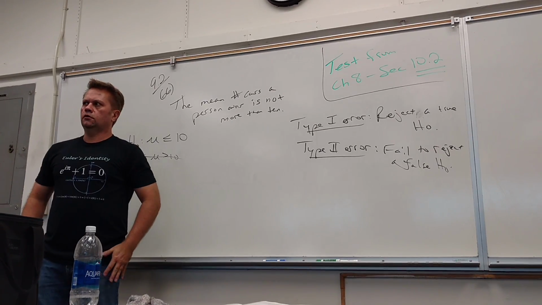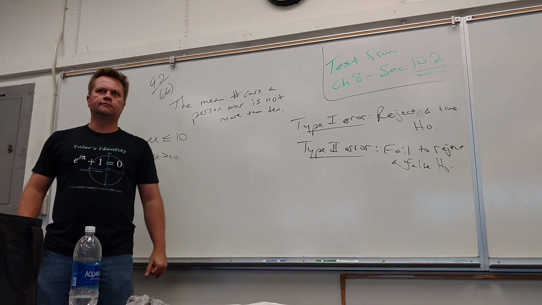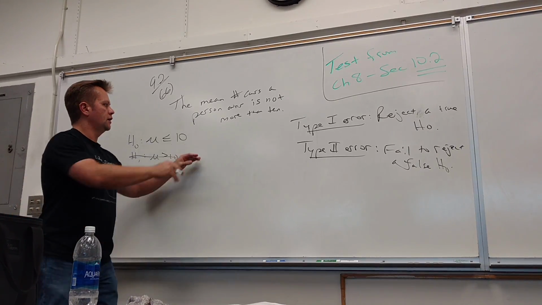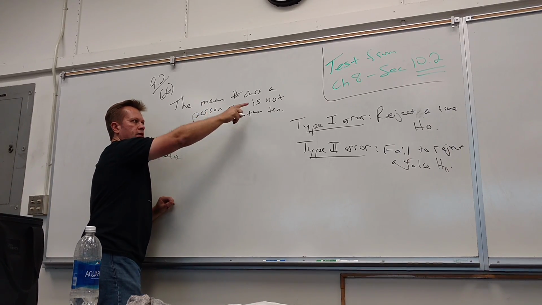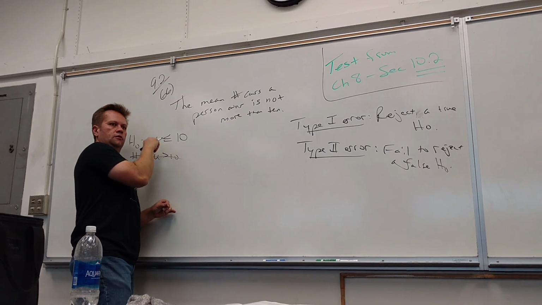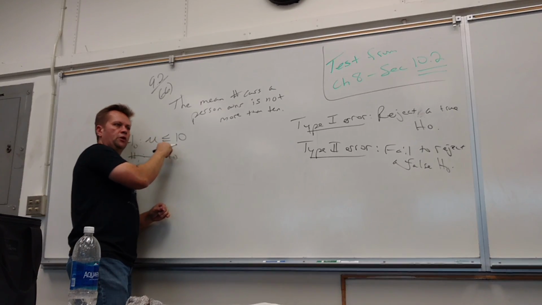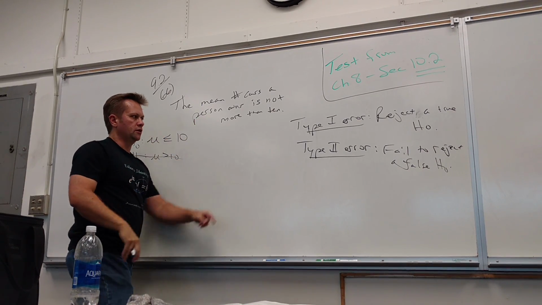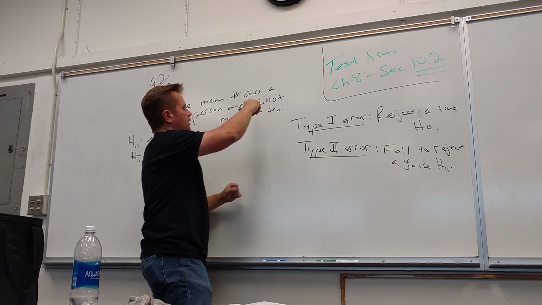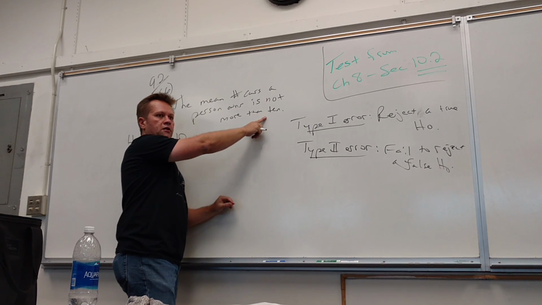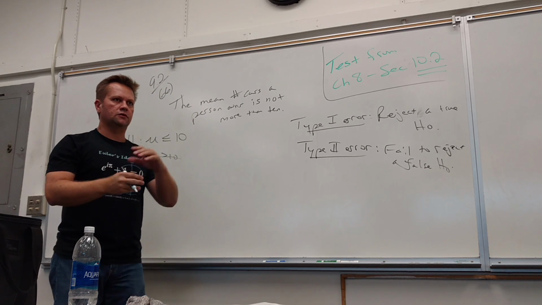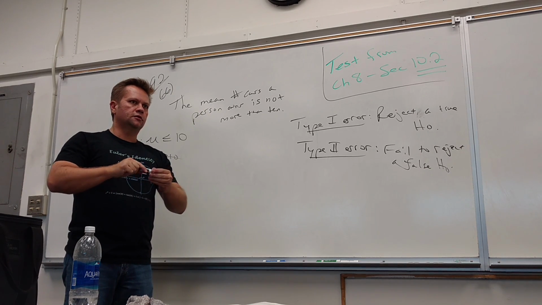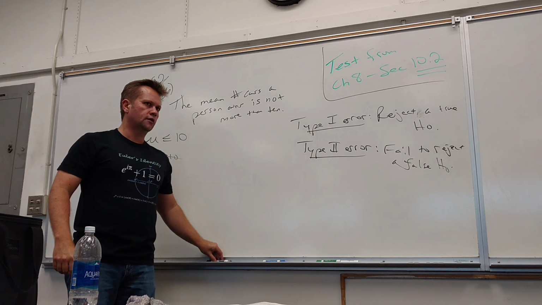Just keep referencing that. So say in reality, the mean number of cars a person owns is not more than 10. That's for the type 1 error, but we think it is more than 10. That would be a type 1 error. Type 2 error would be, in reality, the mean number of cars is more than 10, but we think that statement's false. We think that it's less than or equal to 10. It doesn't quite make sense, but I think I got you on it, but that's okay.